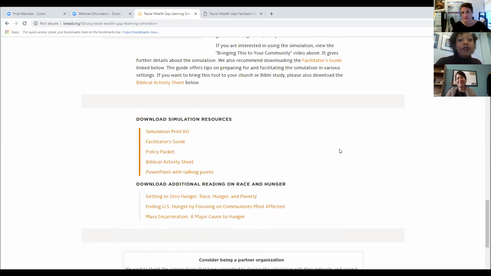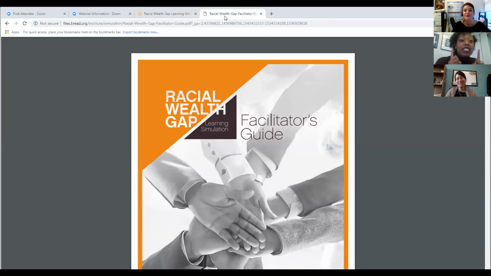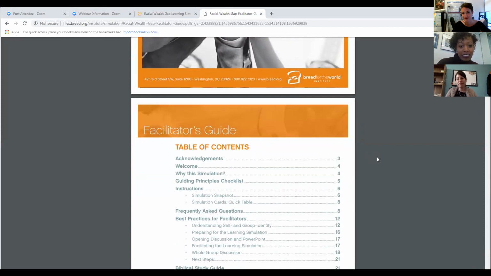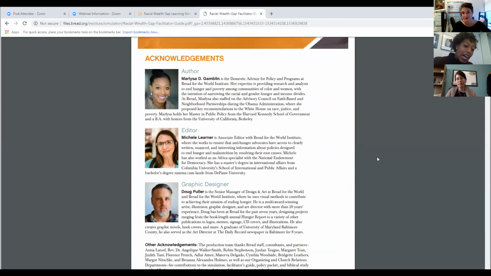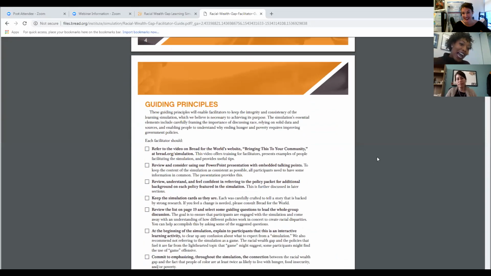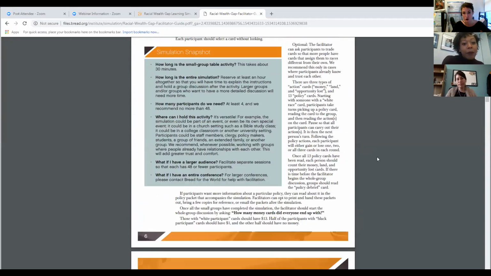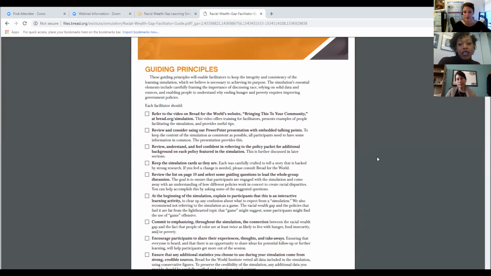Let's go ahead and go to the facilitator's guide. And the facilitator's guide is money, okay? So if we go down and down and down, I think on page 5, actually the guiding principles. So there's a few things that this facilitator's guide has. The first thing is the guiding principles. And I think reading through that is helpful.